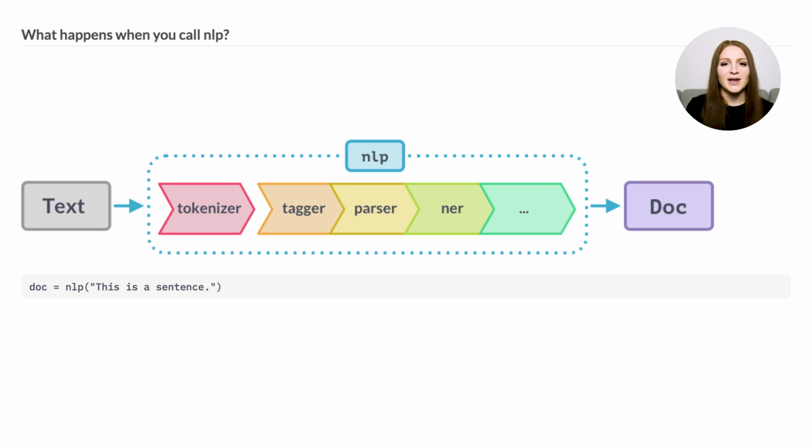You've already written this plenty of times by now. Pass a string of text to the nlp object and receive a doc object. But what does the nlp object actually do? First, the tokenizer is applied to turn the string of text into a doc object. Next, a series of pipeline components is applied to the doc in order. In this case, the tagger, then the parser, then the entity recognizer. Finally, the processed doc is returned so you can work with it.